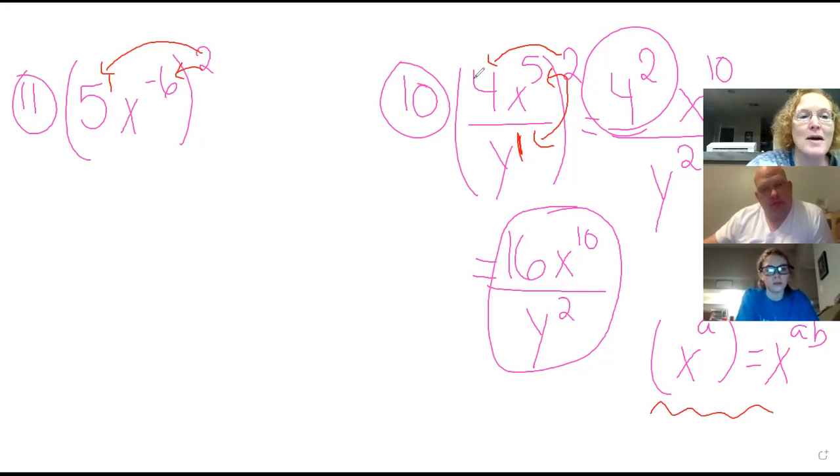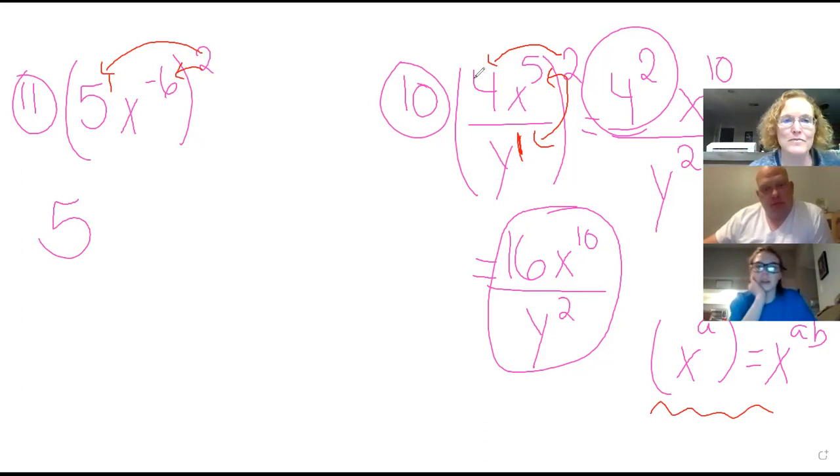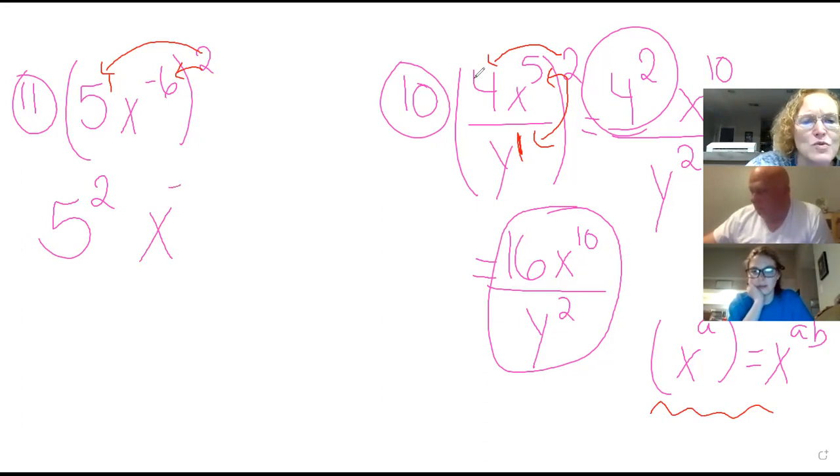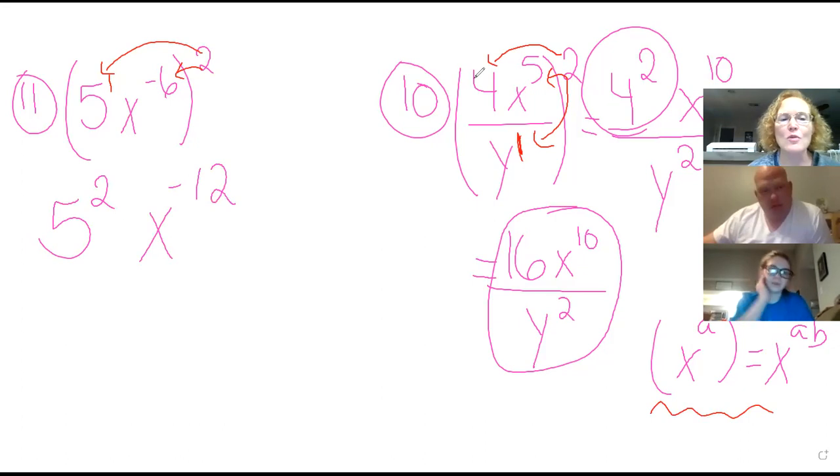All right. So let's think about this. So this is going to be 5 to the what power? What am I going to do? The 2nd. All right, yep, because it's 1 times 2. So 5 to the 2nd. And then we have x to the what? Negative 12. There you go. And the reason we have negative 12 is because you multiplied a negative 6 times a positive 2.